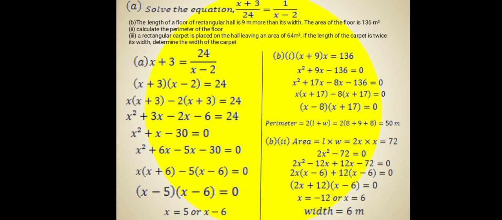Part B. The length of a floor of a rectangular hall is 9 meters more than its width. The area of the floor is 136 meters square. Calculate the perimeter of the floor.